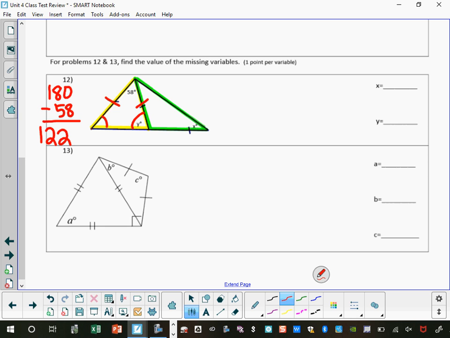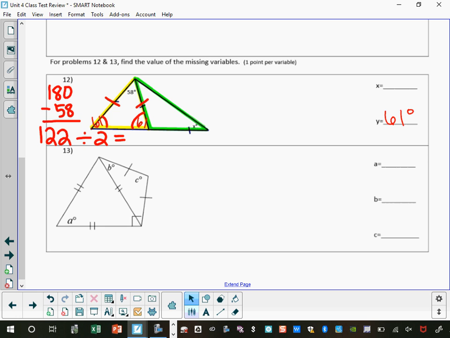But if I want to split that up evenly, because these base angles are congruent, I'm going to divide by 2. Lulu, what do you get? You get 122 divided by 2. So you get 61. So that means that this angle is 61 and that angle is 61. That's it. So I can go ahead and fill in, y was 61 degrees. Okay, so yellow triangle is done.